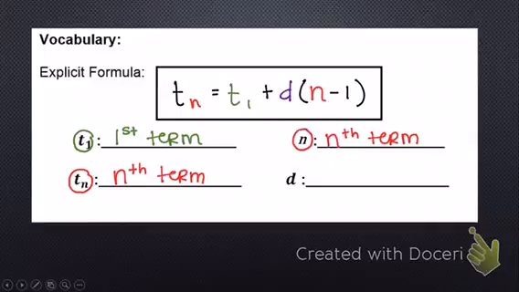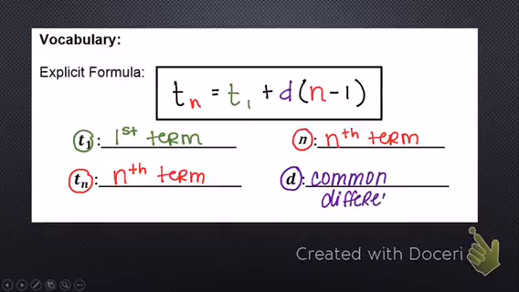And then the other thing that we might see here, the other variable is d, which represents our common difference. So we're going to need to know each part of this formula in order to get a really good equation or an expression that helps us find any given term. So common difference for d. So there is our formula, and let's get ready to do our first example.